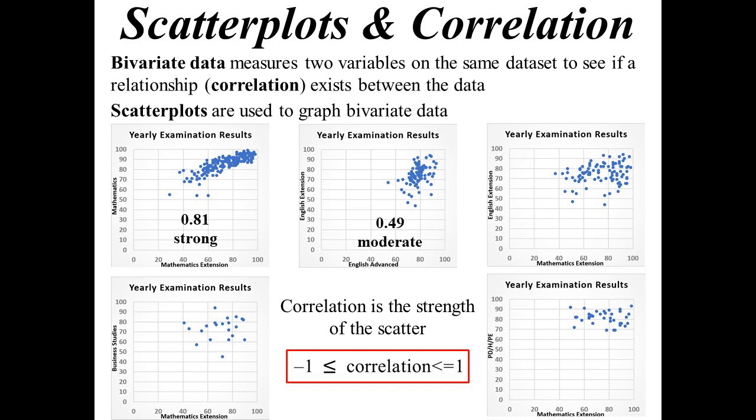Maths extension versus English extension, 0.23. That's a weak correlation. The business studies one is 0.01. So they say, well, there's virtually no correlation. Yeah, okay, well, there's no reason why there should be, I suppose. I mean, they're two totally different subjects. The PDH one actually ended up with a negative correlation. So that one's interesting. But again, it's a very weak one. So again, there's no reason why they would correlate. They're two totally different subjects.